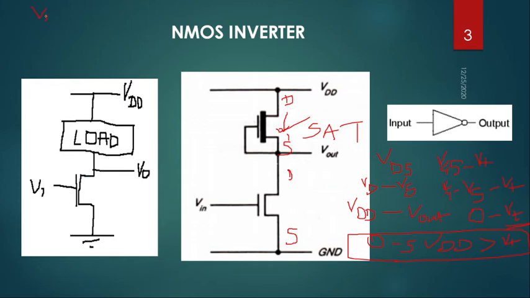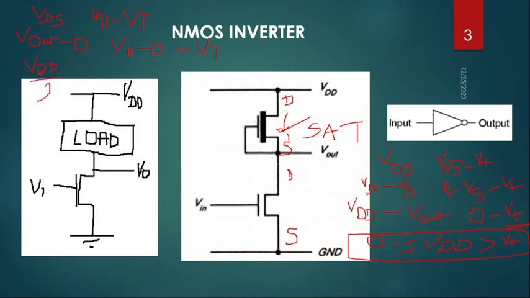Now if we need to find the mode of operation for the enhancement transistor, again we simply compare VDS with VGS minus VT. VDS in this case will be Vout minus ground, that is Vout minus 0, and VGS will be VG minus VS, where VG is Vn, so Vn minus the source connected to ground, 0, minus VT.